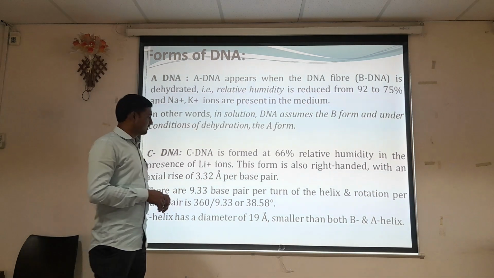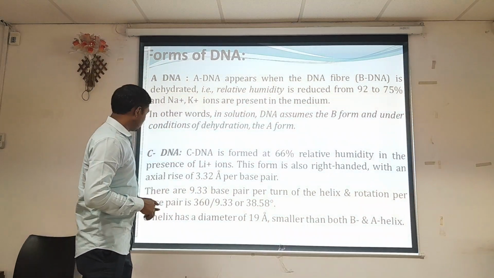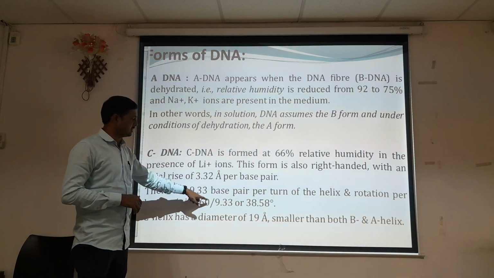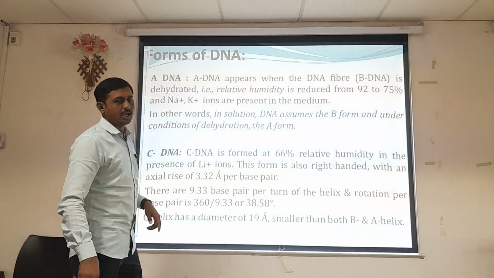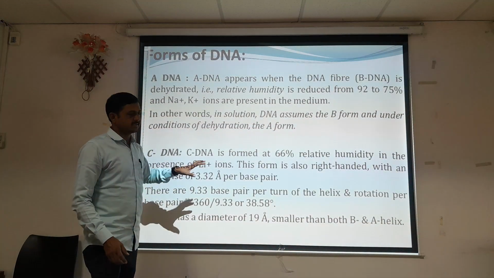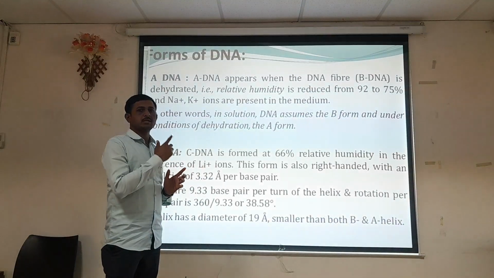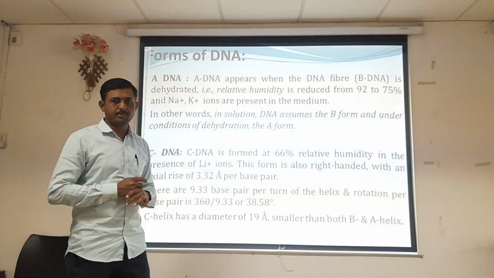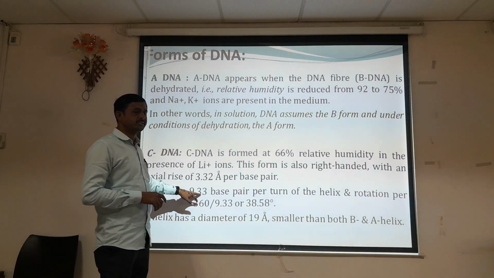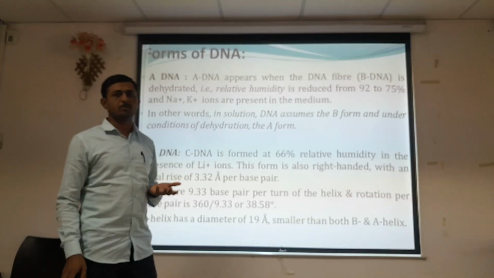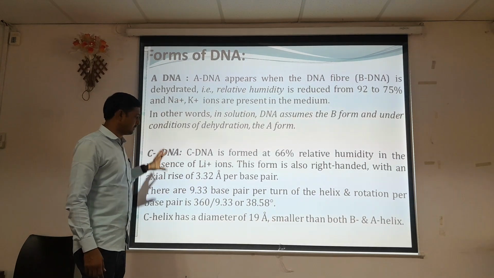There are 9.33 base pairs per turn of the helix, and the rotation per base pair is 360 divided by 9.33, or 38.58 degrees. Normally while discussing the strand of DNA, we say that in each turn about 10 base pairs are present, while in this case we can say 9.33 base pairs are present per turn of the particular DNA in case of C DNA, or the C form of DNA.